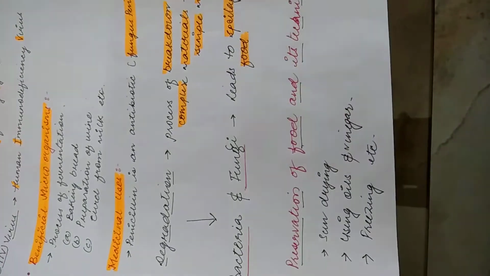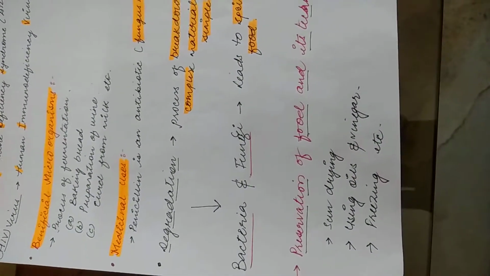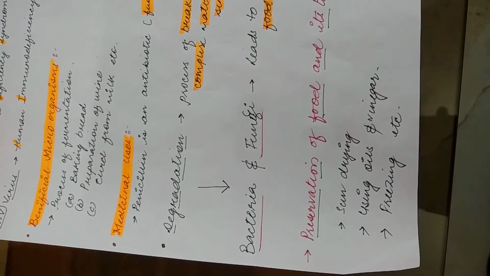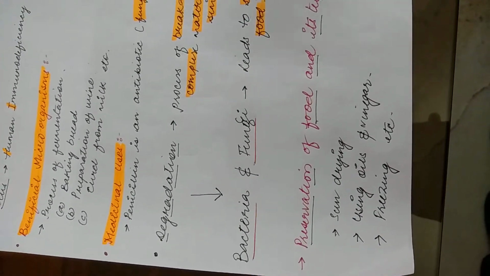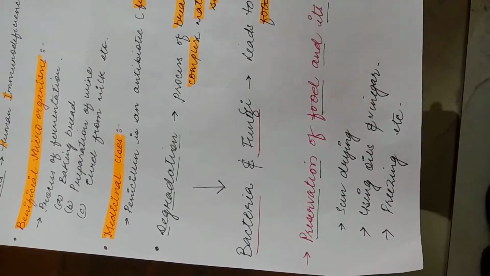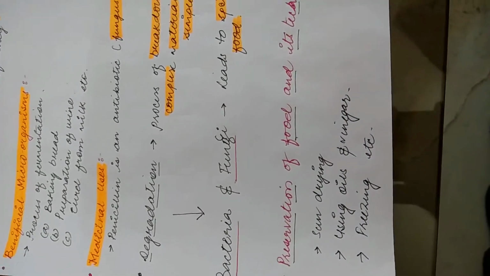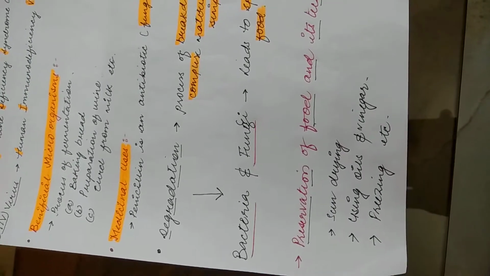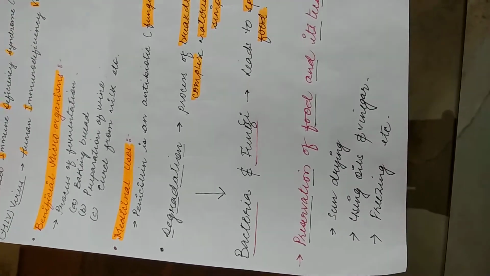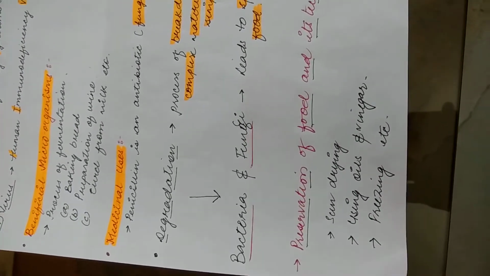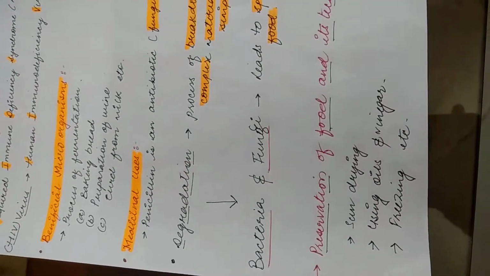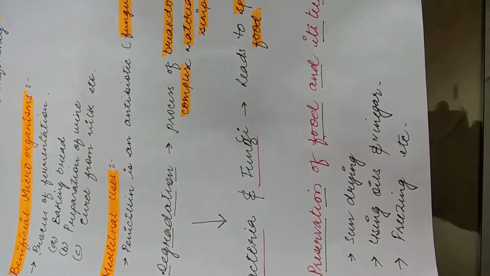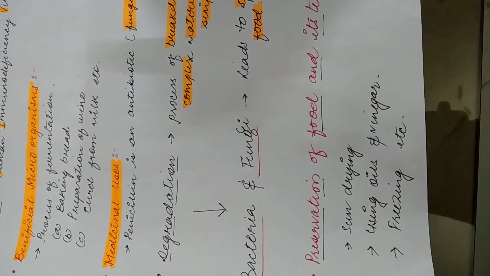So we need to preserve food, right? So that it does not get infected by bacteria or fungi, and so that we can prevent ourselves from being sick. So how can we use the technique? Suppose sun drying. Through sun drying we can remove the moisture content in the particular food item, and we can save the food from spoiling.